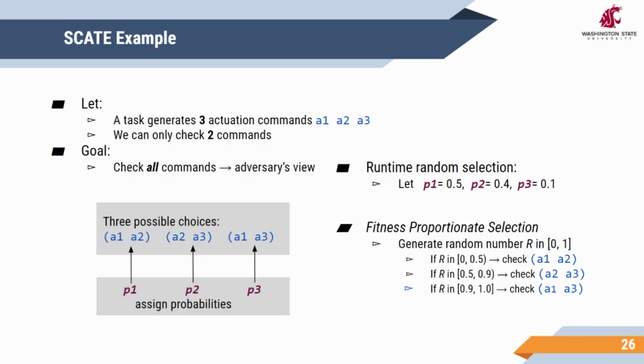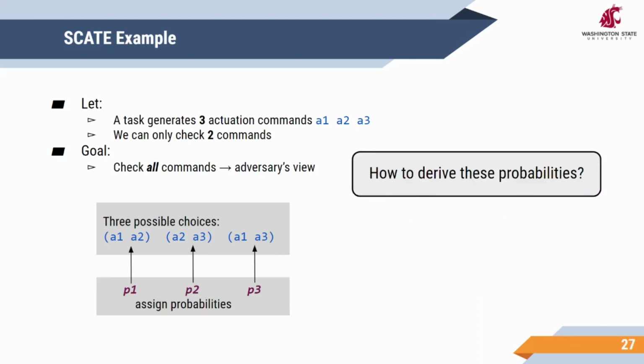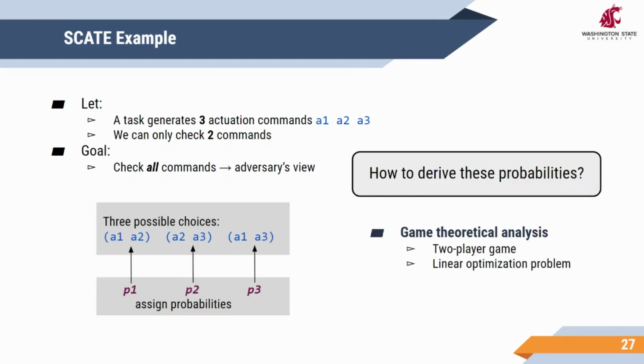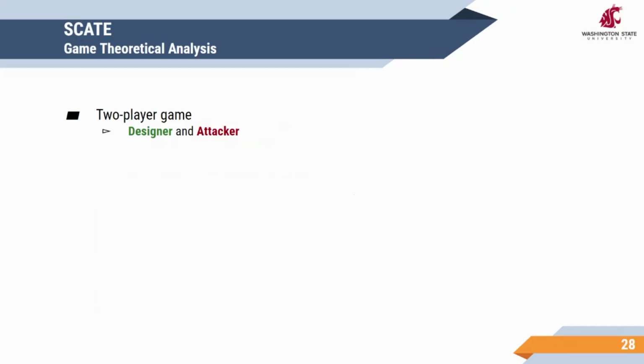Now, if you see in the bullet, we mentioned that we assign some probabilities, right? Now, how can we derive those probabilities? To do so, we use a new game theoretical analytical model that creates a game between two players. I'll talk about this in just a second. And at the end of the day, we solve a linear optimization problem to derive those probabilities. So let me elaborate a little bit on that.